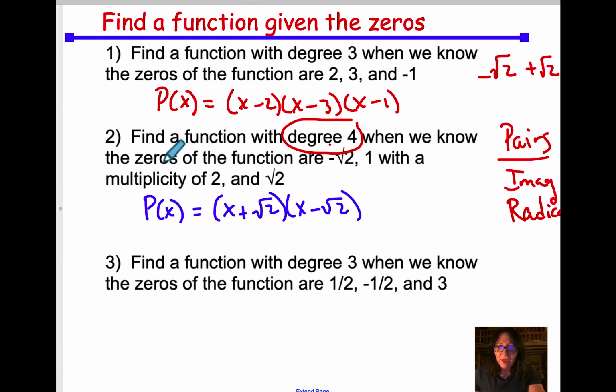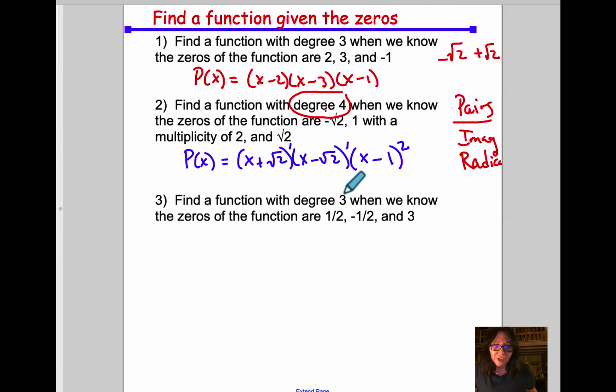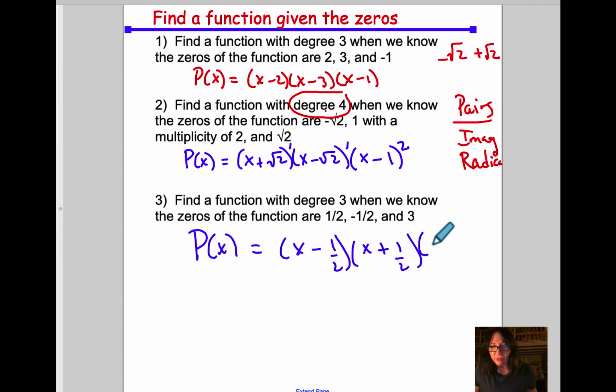Then it says the zeros are negative root 2 and 1 with a multiplicity of 2. So now I've got 1, which is going to be x minus 1, and it has a multiplicity of 2. So I've got negative root 2, positive root 2, and 1 with multiplicity of 2. That makes my quartic, my degree of 4: 1, 2, 3, 4. We're done. For this one, find the function that has a degree of 3, and this is just the zeros, easy. P of x is just going to be x minus 1/2, x plus 1/2, and then x minus 3.